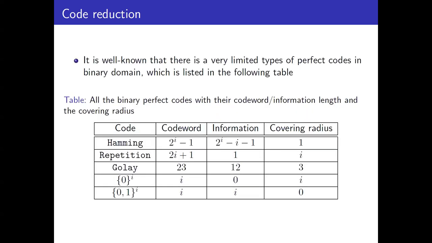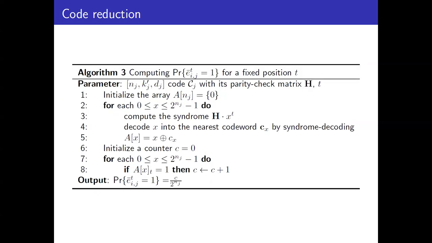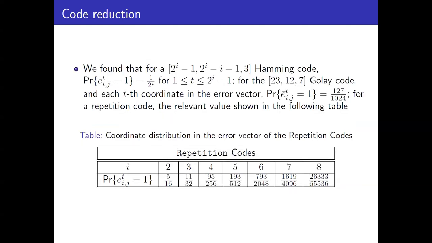It is well known that there are only very limited types of perfect codes in the binary domain, which are listed here. They are the Hamming code, the repetition code, the Golay code, the zero code, and the original one. We introduce this algorithm to compute the distribution of each coordinate of the perfect codes. This is the computing result for the Hamming code. The error probability of each coordinate is here, and for the Golay code it is this value, and for the repetition code it is here.